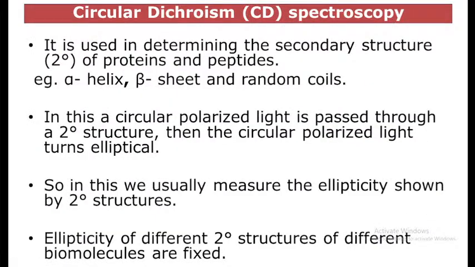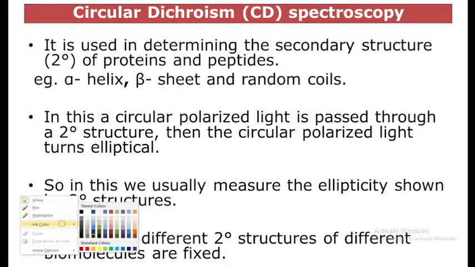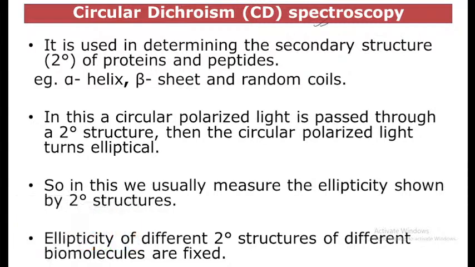Next we have the CD, that is circular dichroism spectroscopy. The main application is for finding out the secondary structure of the protein, and this is something that has been repeated time and again in the exams. Very important. Please remember that circular dichroism is used for determining the secondary structure of proteins and peptides. For example, alpha helix, beta sheets, etc.